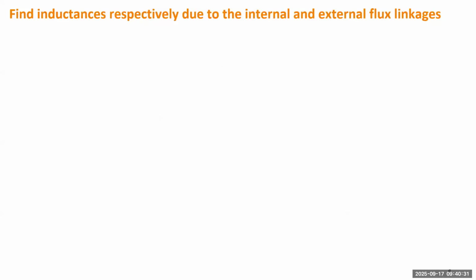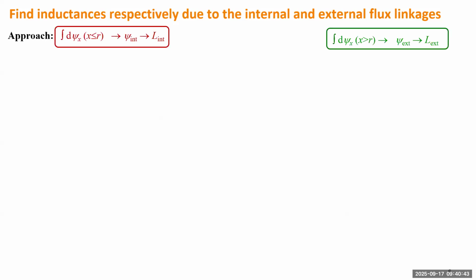All right. So next we use one slide to explain how to identify the internal and the external flux linkages, and then find the inductances. So the approach will be the same. First we need to find the flux linkage inside of a conductor, and also the flux linkage outside the conductor. Then we integrate the flux linkage and calculate the total flux linkage. Then the total flux linkage divided by current will be the inductance. So similarly, we'll do the same thing.